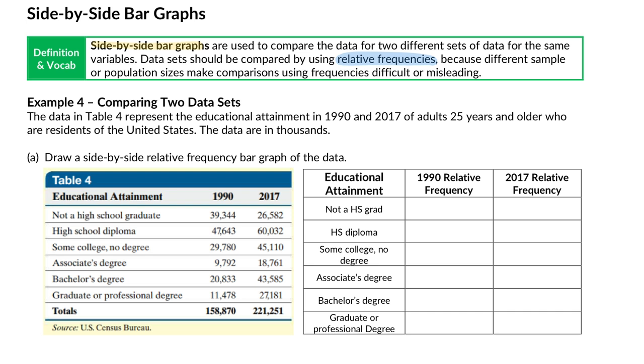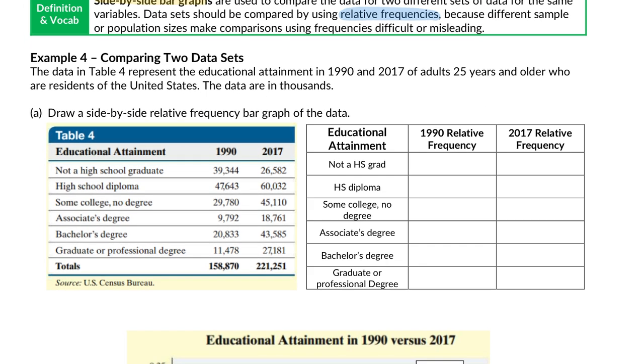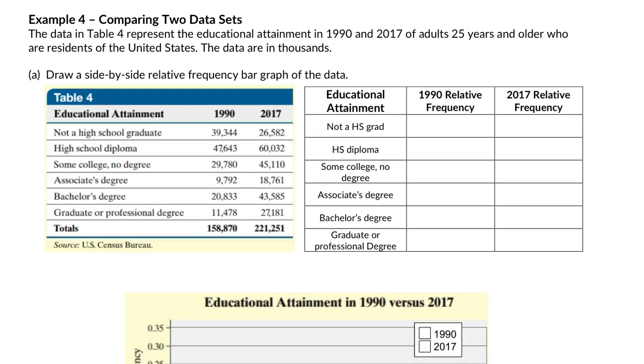So we have Example 4. Data in Table 4 represents the educational attainment in 1990 and 2017 of adults 25 years and older who were residents in the United States. The data are in thousands, by the way. We're going to draw a side-by-side relative frequency bar graph for the data.